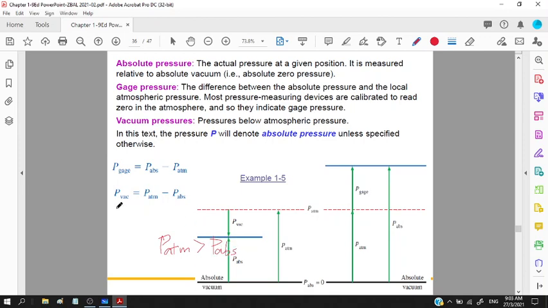So this is the equation that we refer to. When we have P ATM greater than P ABS, the difference between these two is called the P vacuum. For the other case, whereby the P ABS is greater than the P atmospheric, this is the case for P ABS greater than P atmospheric.